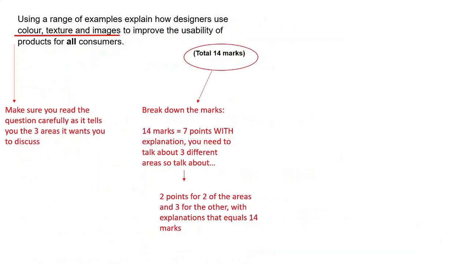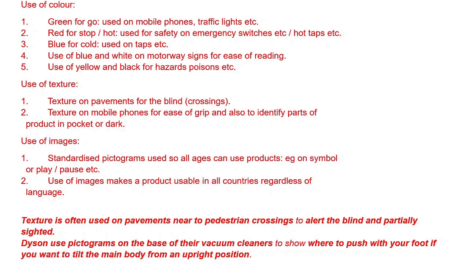So if you go back: colour, texture, and images. You need to talk about 2 of them, and then 1 of them you talk about in more depth, 3 points. So on this example here, you've got more for colour and less for texture and images, but it's down to what you would pick.